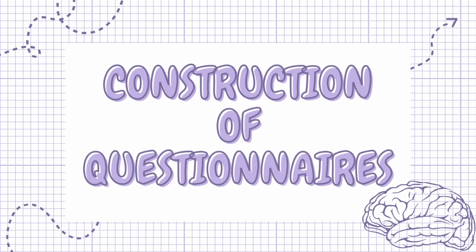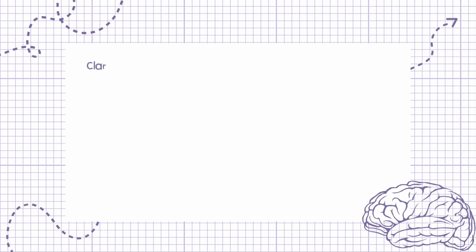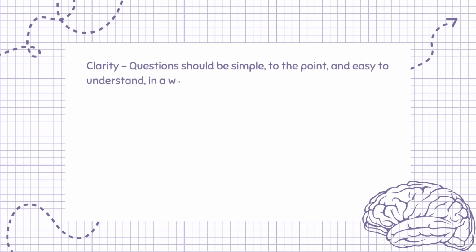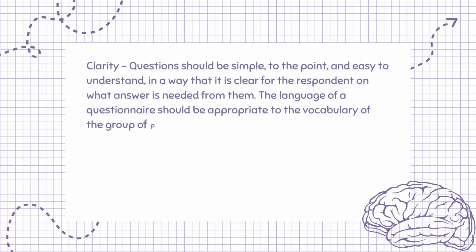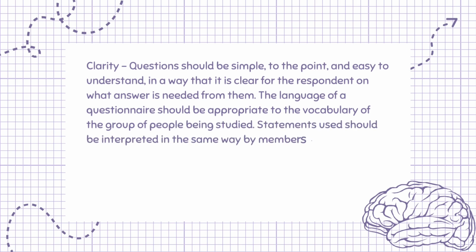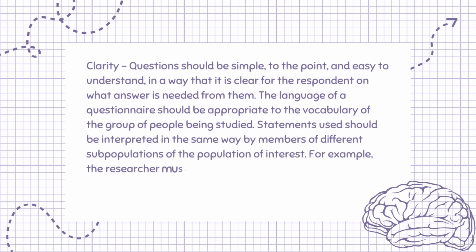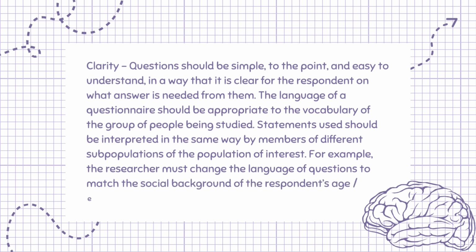Construction of questionnaires. Clarity: questions should be simple, to the point, and easy to understand, in a way that it is clear for the respondent what answer is needed from them. The language of a questionnaire should be appropriate to the vocabulary of the group of people being studied. Statements used should be interpreted in the same way by members of different subpopulations of the population of interest. For example, the researcher must change the language of questions to match the social background of the respondent's age, educational level, social class, ethnicity.